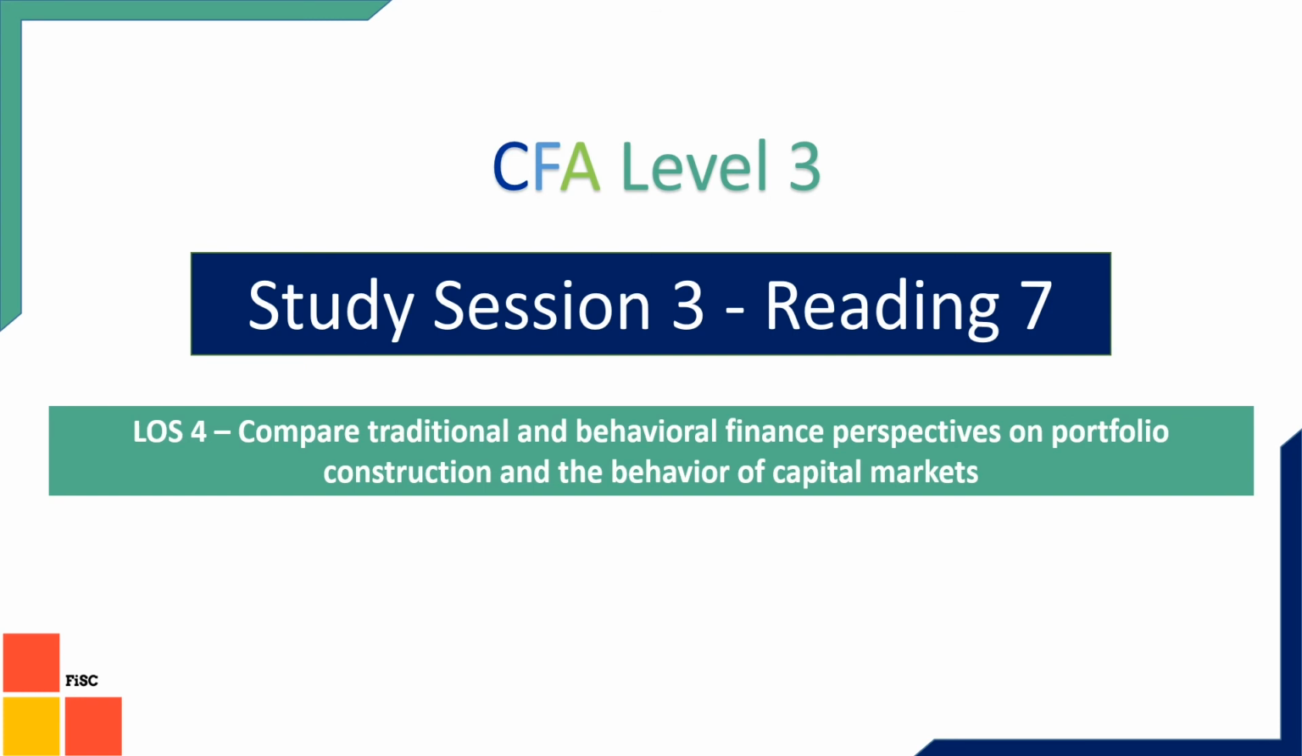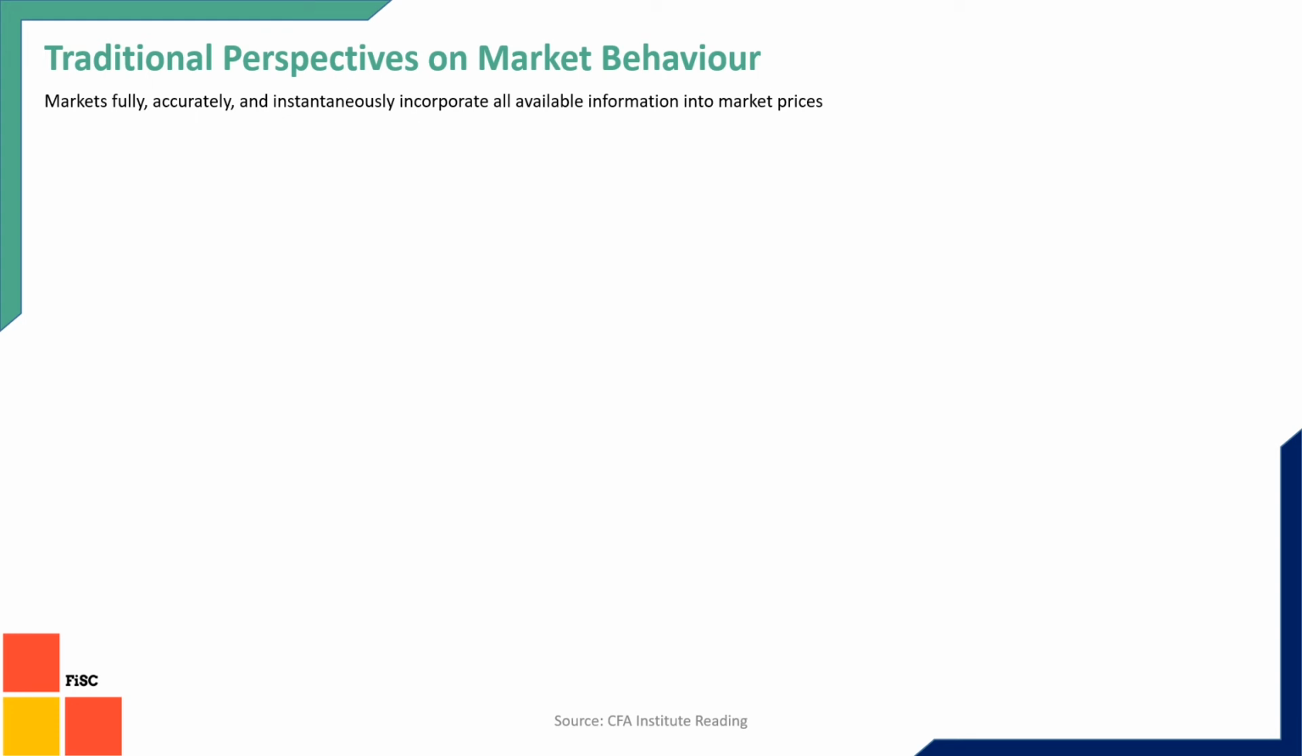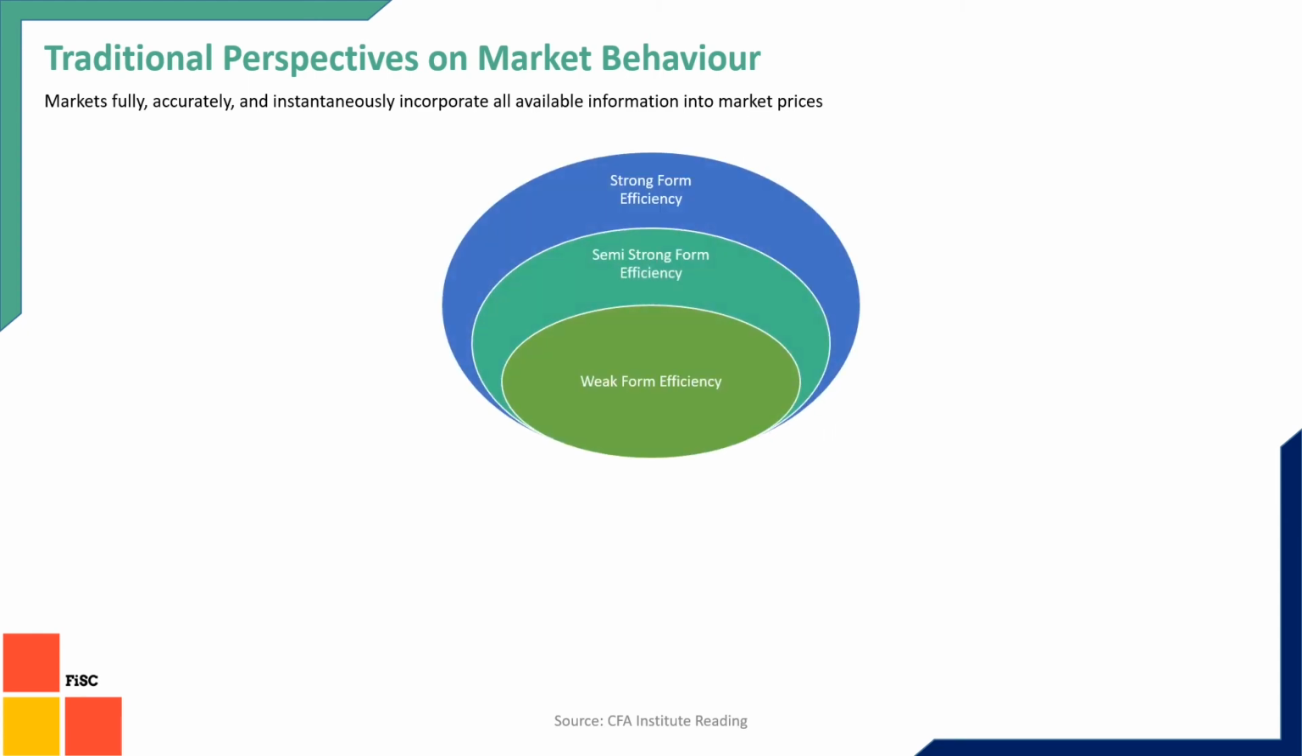Today we are going to study CFA Level 3 reading number 7, LOS 4. This is the final LOS of this reading, where we are going to understand what the traditional and behavioral finance perspectives are on capital markets. So first of all, what is the traditional perspective on market behavior? We have already understood that traditional finance believes that markets are completely efficient and incorporate all the instantaneous, accurate information and show it in the market prices.